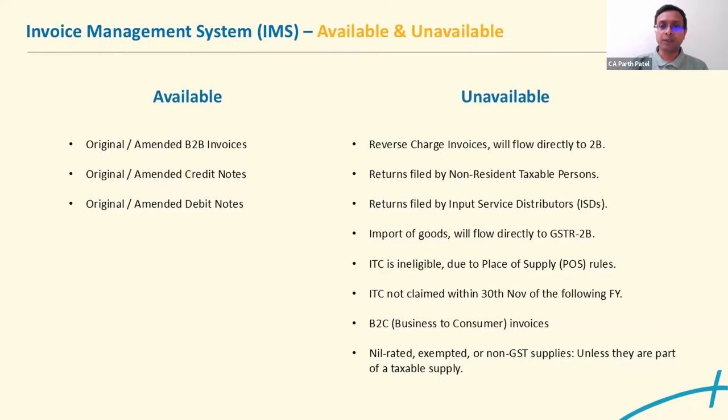For example, a few reverse charge invoices will flow directly to GSTR2B. There are imports of goods that flow directly from the EDI system of customs, which will directly flow to GSTR2B. There are a few ITC which are ineligible due to place of supply rules, which is currently reflecting in GSTR2B as an ineligible ITC, that will reflect the same as ineligible in 2B, and that will not be available to take action because as per rules, the ITC is not available. So there is no particular action needed.